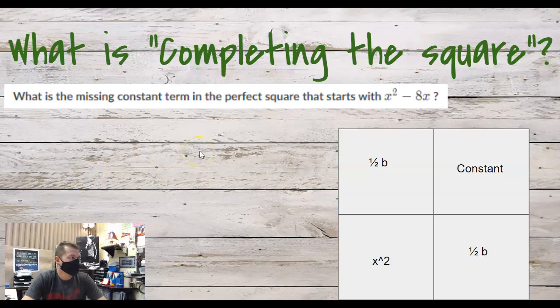Alright, so the next thing you want to do is draw a squiggly line or start a new piece of paper for completing the square. The quadratic process called completing the square. What in the world does this mean?